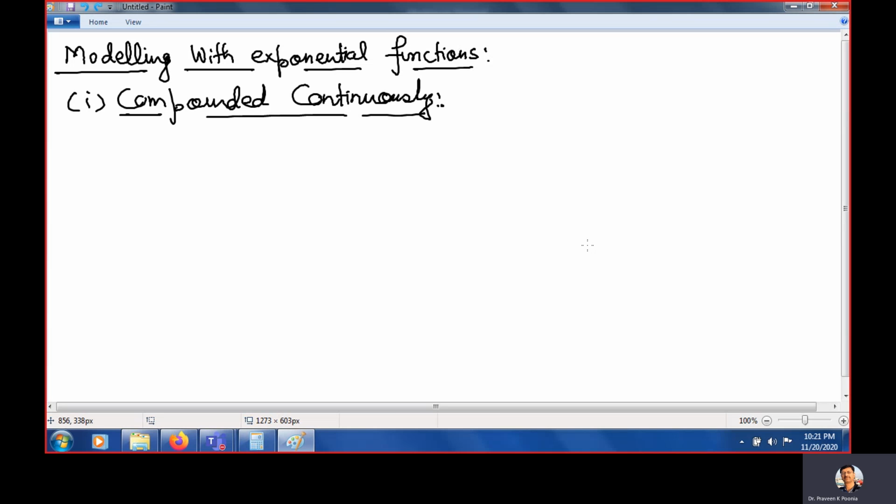4 different types of questions. This is question number 1, topic number 1 we are going to study. It is compounded continuously. As you are aware, if we have excess amount, we deposit the amount in the bank. Clear? So there are 2 types of interest, simple interest and compound interest.